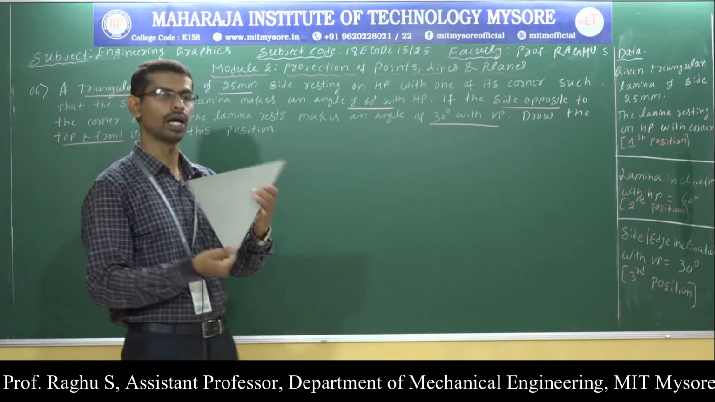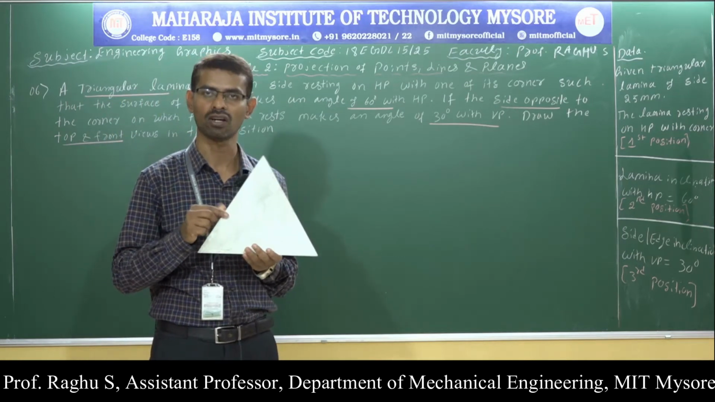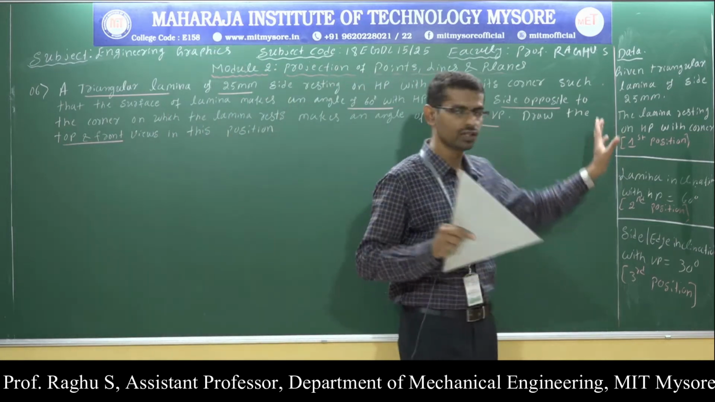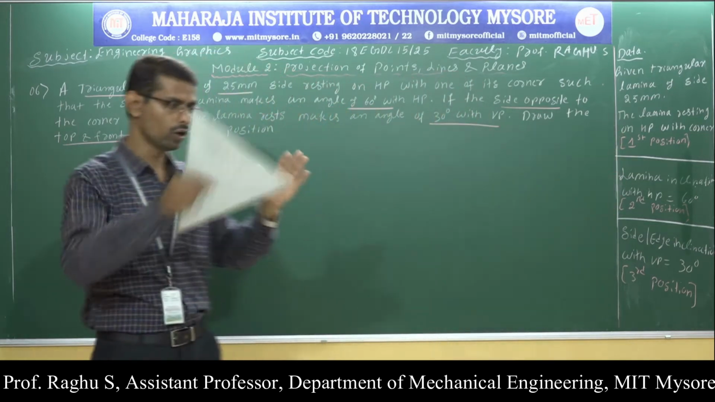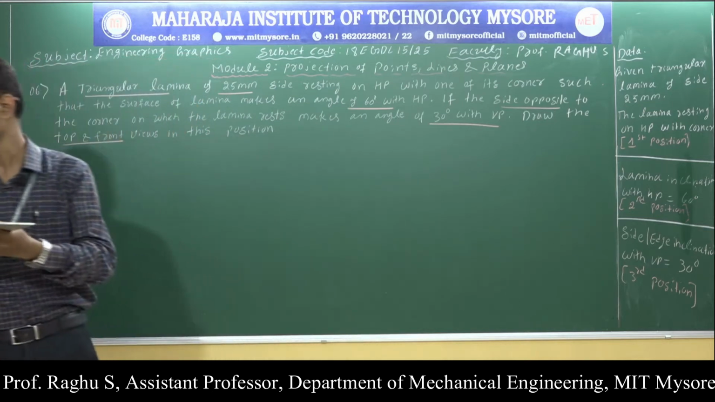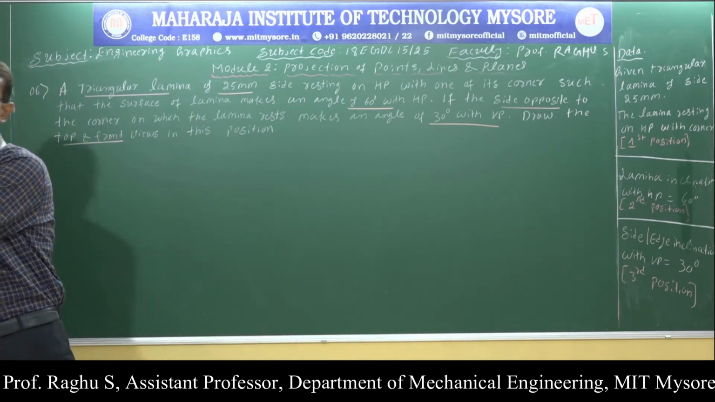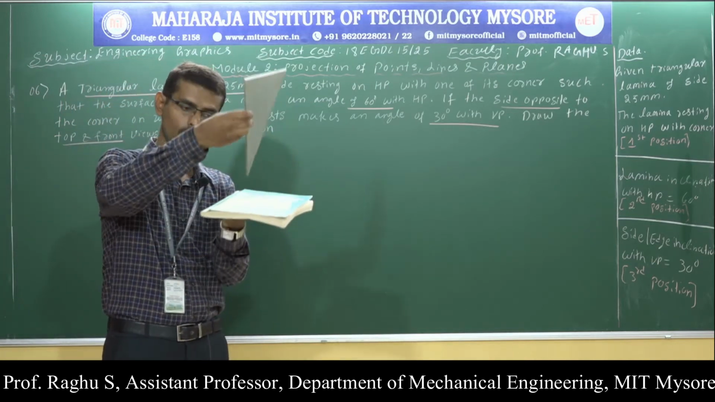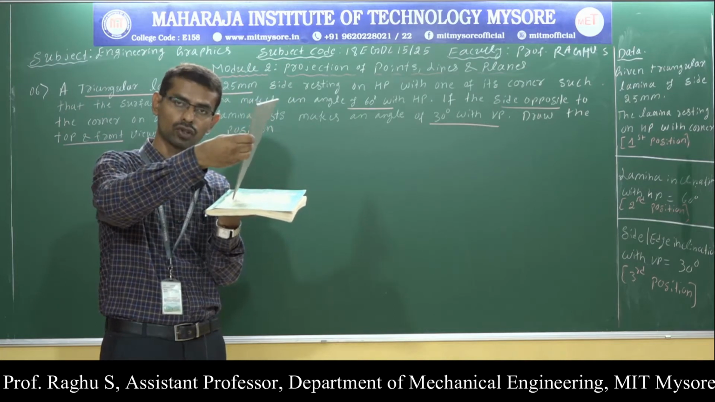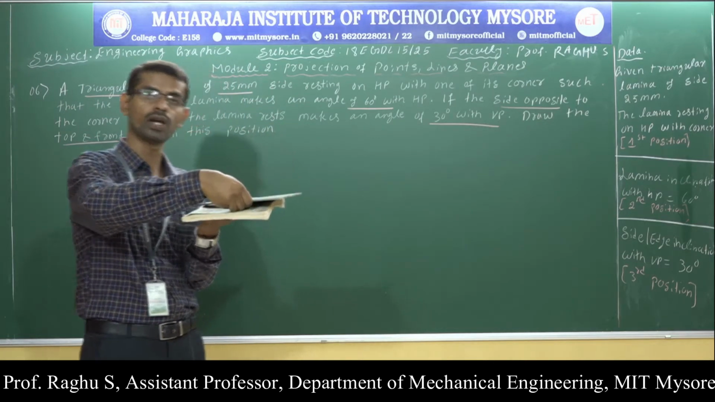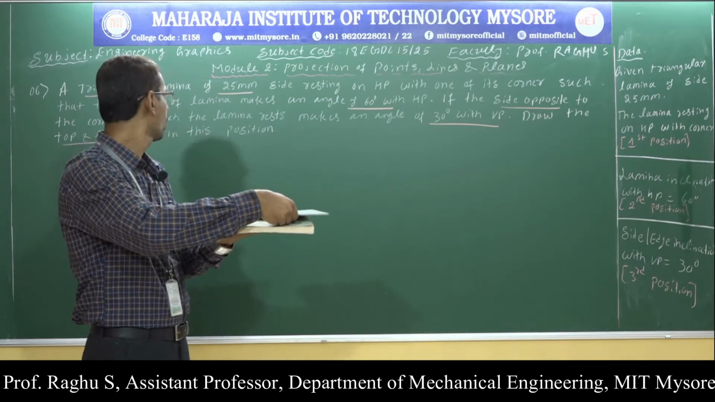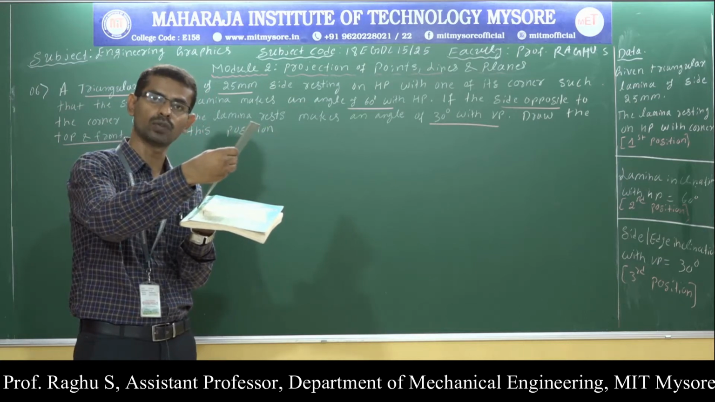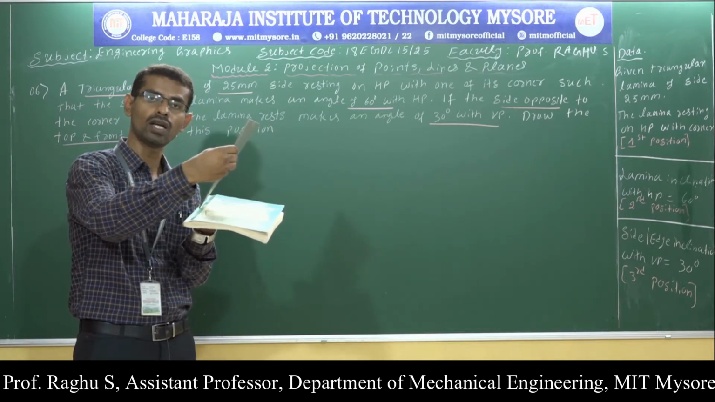Here the given lamina is an equilateral triangular lamina of side 25 mm, right? Next, the lamina is resting on the horizontal plane, on one of its corners, with the corner towards your left side. The lamina makes 60 degrees with HP. I have only one inclination here.